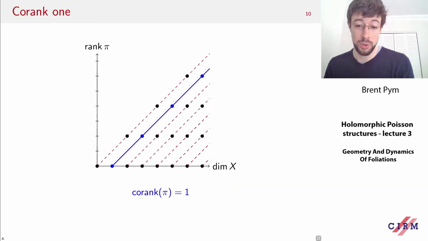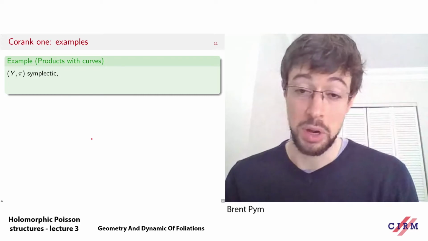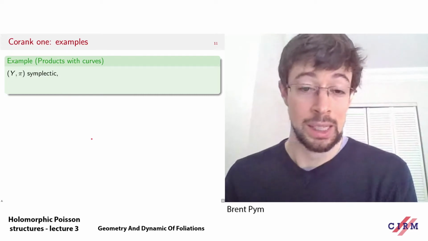So now I consider a Poisson structure where the rank is 1 less than the dimension of X. So that means that the dimension of X now has to be odd, not even. So again, let's have some examples of co-rank 1 Poisson structures.